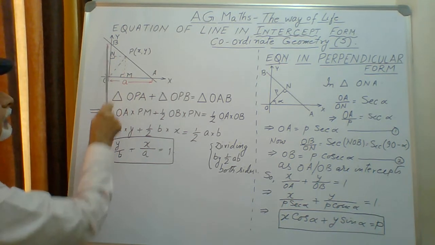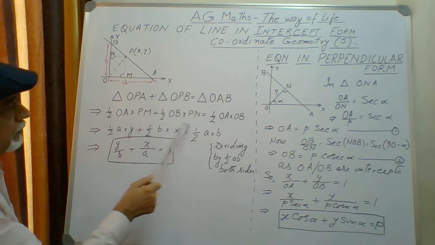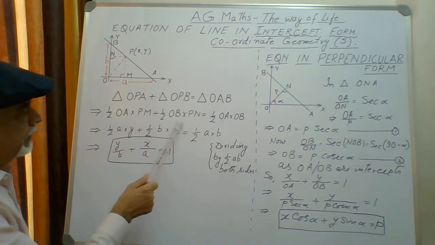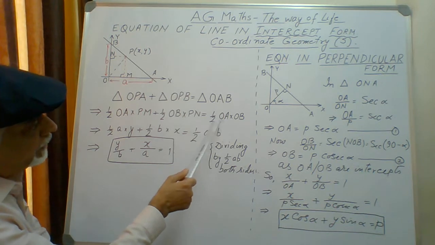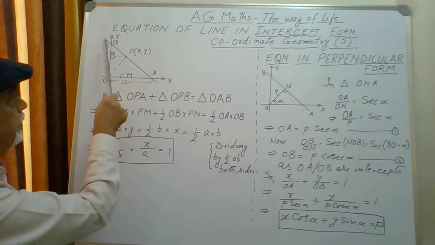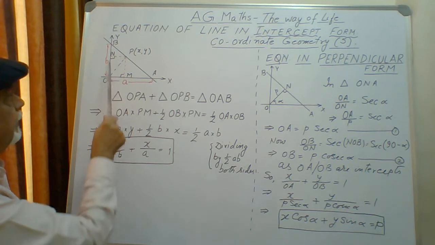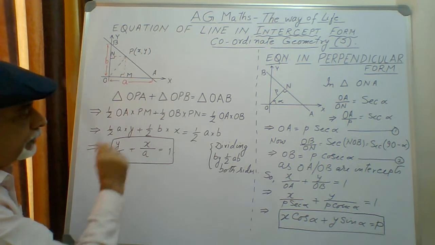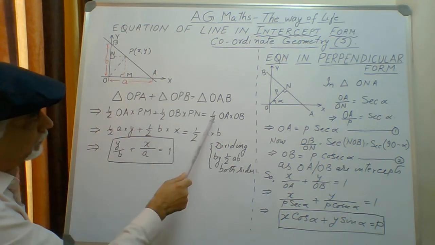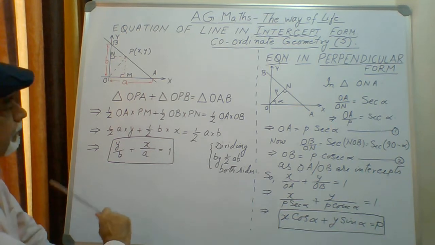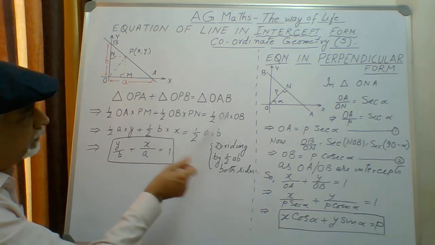So half of OB is called the base and PN is the perpendicular on the base. So this makes the two different small areas of the two different triangles. On the right side, what is the area of the big triangle OAB? OAB has a 90 degree angle at the origin because the y-axis is perpendicular to the x-axis. So we say OA is perpendicular to OB. So the area is half into OA into OB. Now substituting the values of OA, PM, OB, PN.